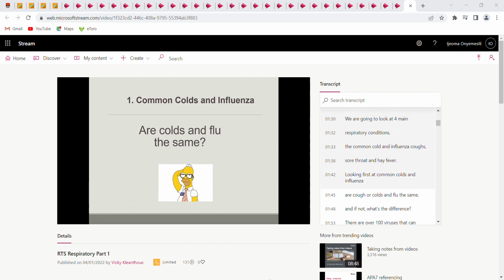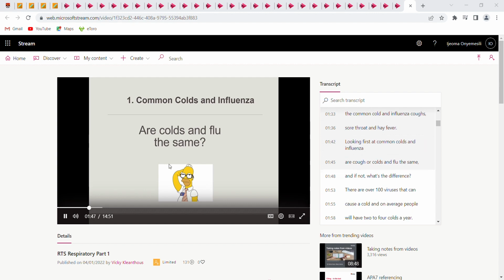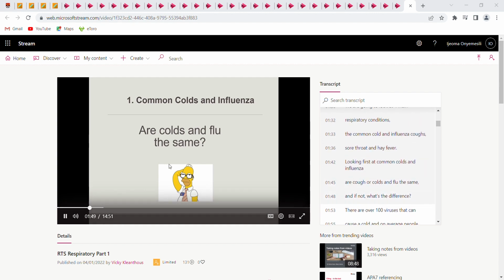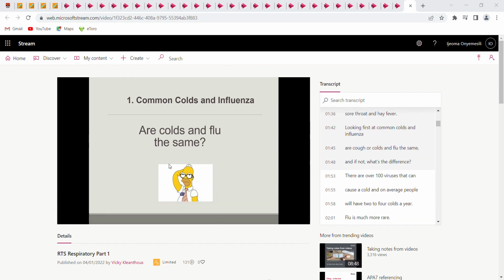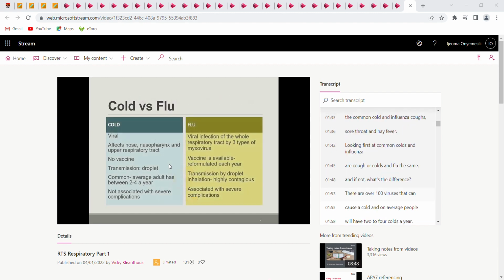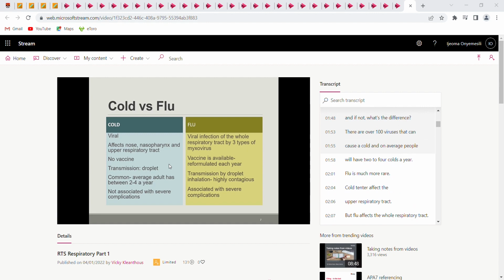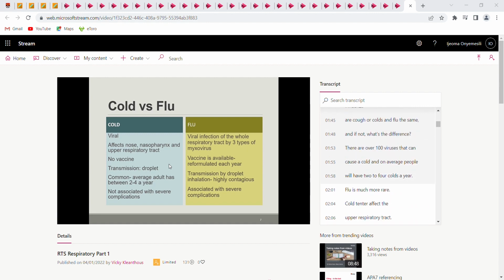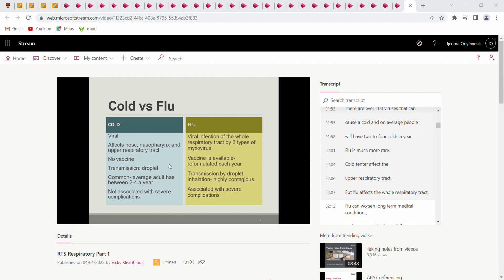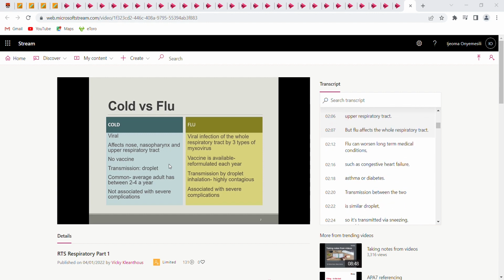Looking first at common colds and influenza. Are colds and flu the same? And if not, what's the difference? There are over 100 viruses that can cause a cold, and on average, people will have 2 to 4 colds a year. Flu is much more rare. Colds tend to affect the upper respiratory tract, but flu affects the whole respiratory tract.